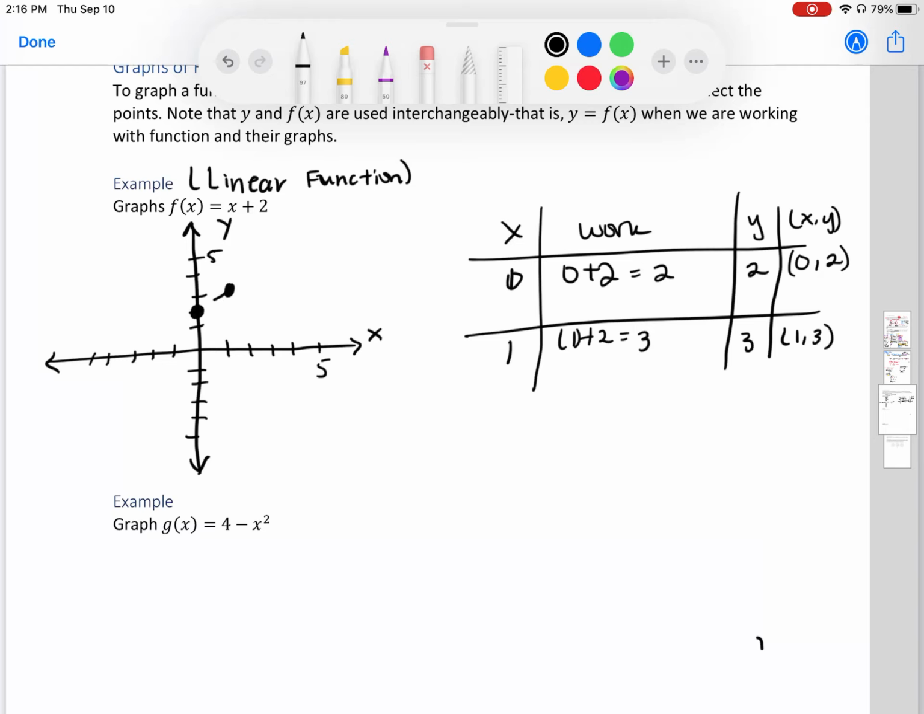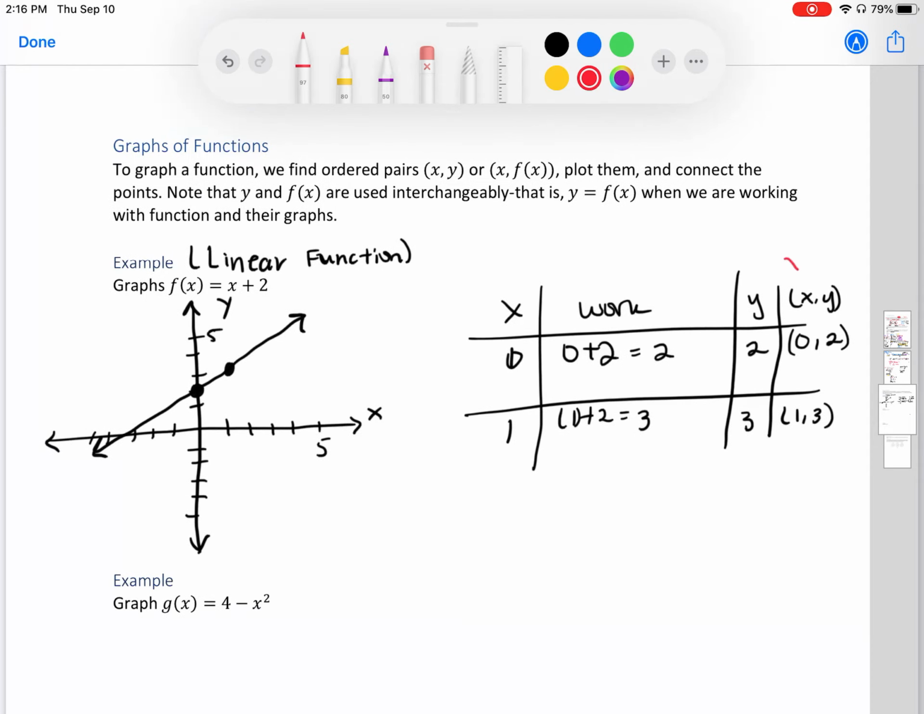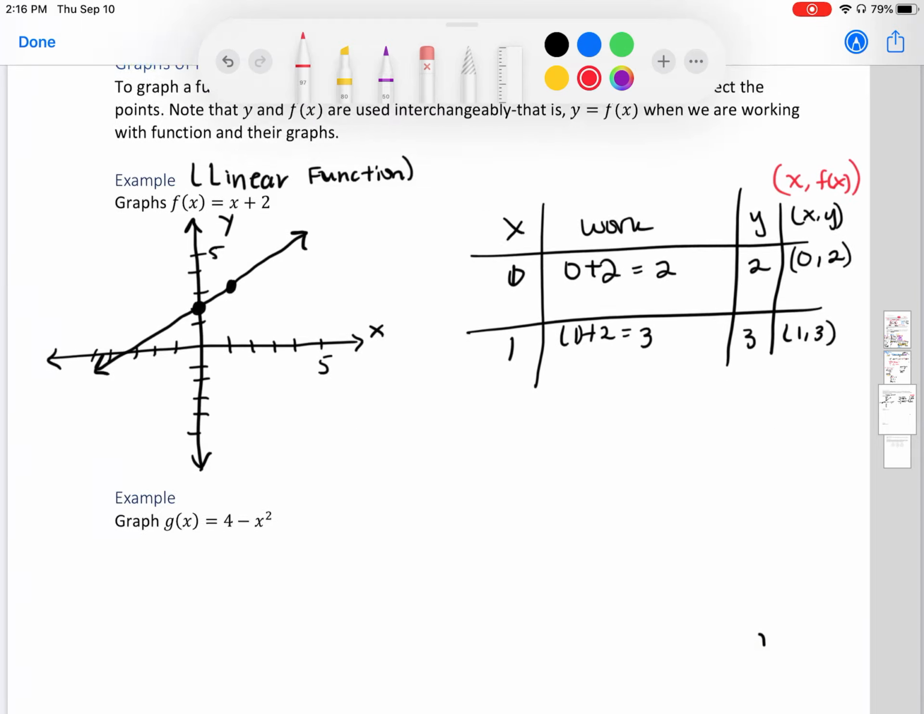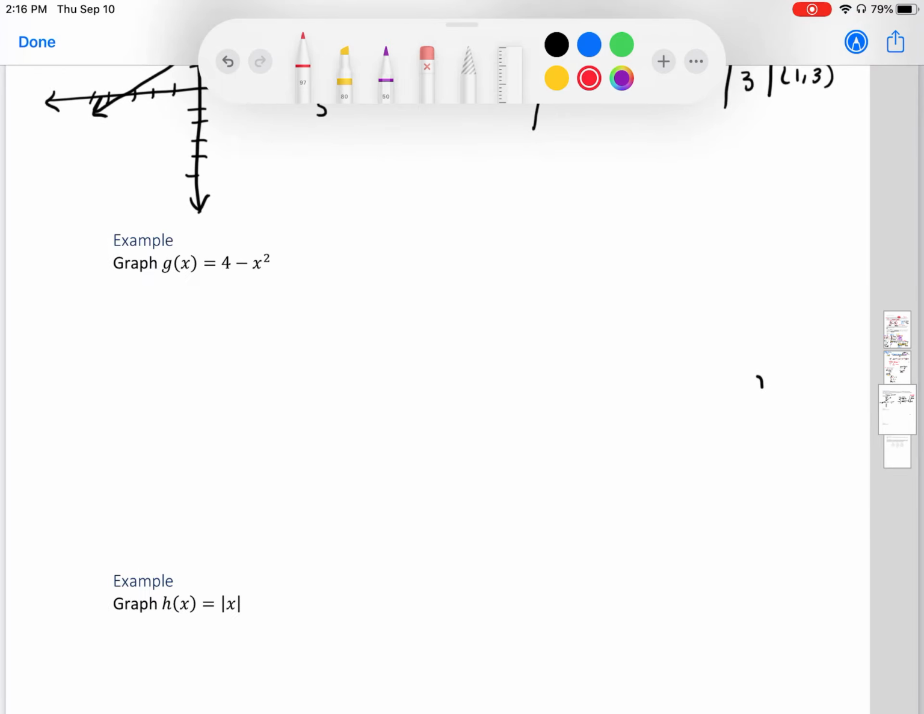We know this is a line, so I just need a couple of points to see what my line looks like. Now, since we're writing function notation, you can think of it as (x, f(x)), or you can use (x, y). If you see the other notation, you know it just means (x, y). Okay, next graph we haven't graphed one together before.